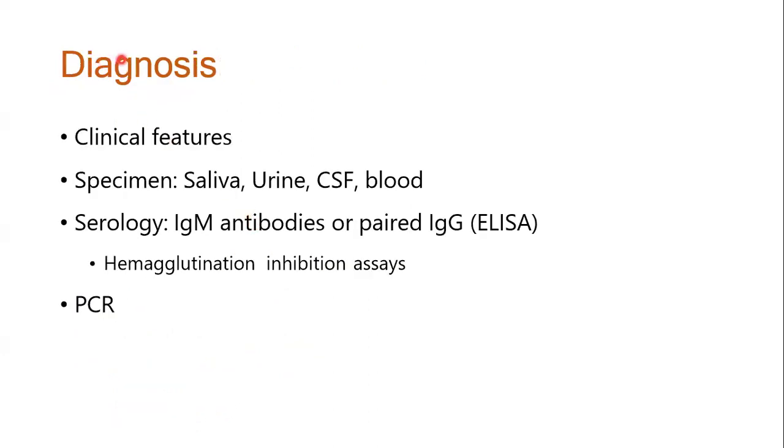Then diagnosis. Oh, it's also clinical. So you diagnose using the clinical features. Specimens we take are saliva, urine, cerebrospinal fluid, and blood. Serology, you'll see IgM antibodies of mumps or paired IgG antibodies via ELISA. Then we have the hemagglutination inhibition assay. So checking for the hemagglutinin protein. Then we have PCR.